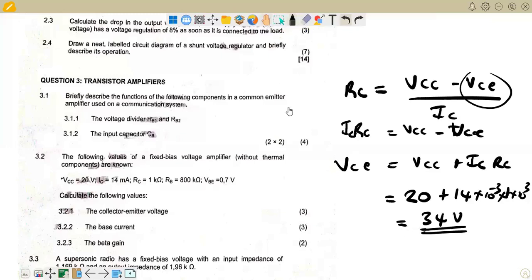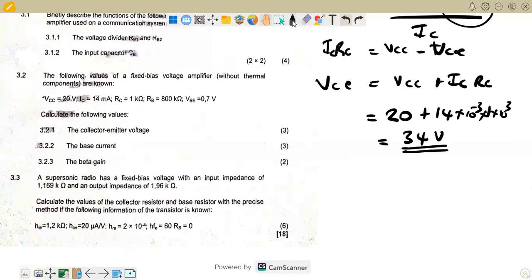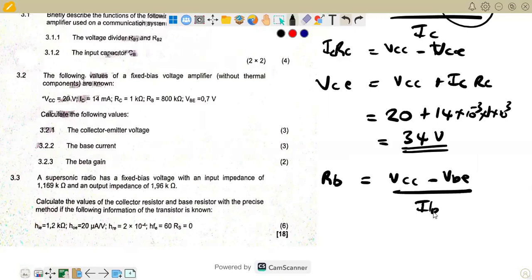The base current, that's IB, right? Where are we going to get IB? From the formula IB RB is equal to VCC minus VBE over IB. That's what we are taking from the data sheet, with the footnote we've been given. So we are simply saying IB, making it the subject, cross multiply: IB RB is equal to VCC minus VBE.